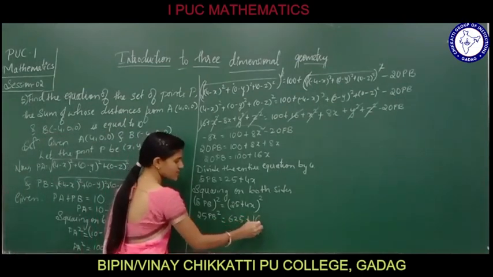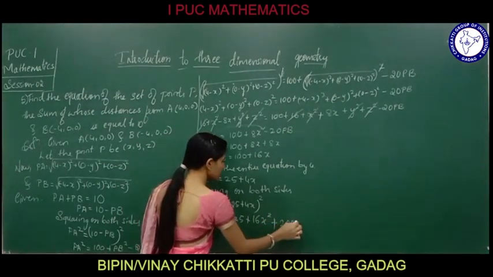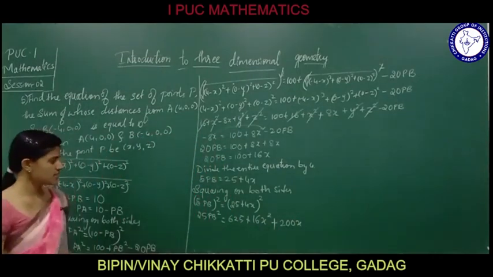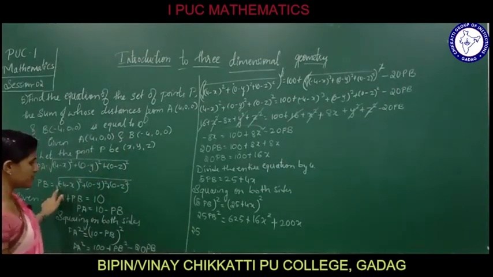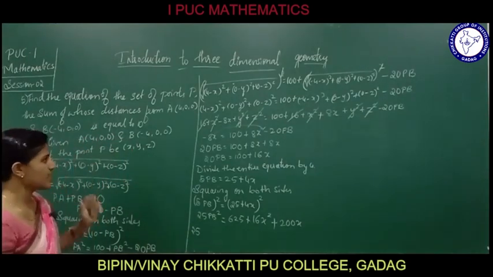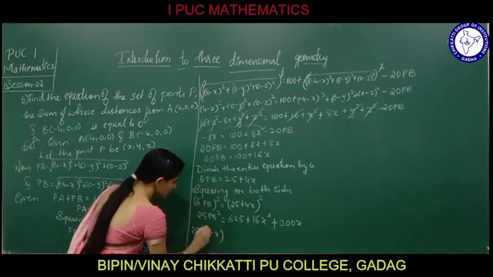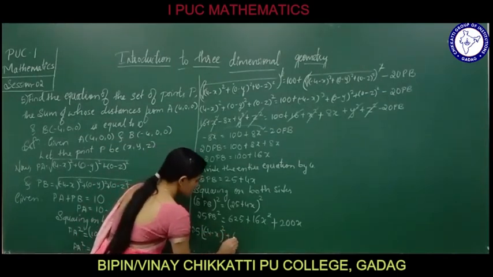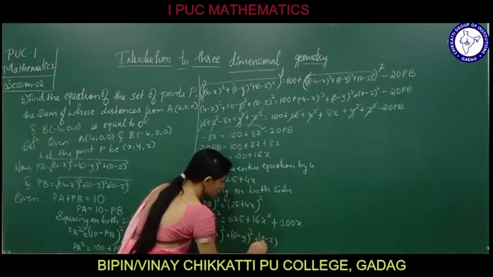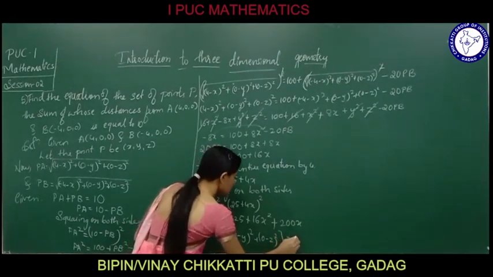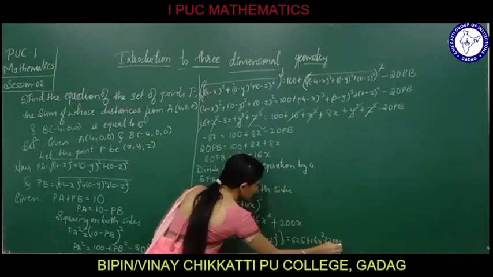625 plus 4 square is 16, 16x square, plus what we are going to get? Plus 200x. Next, keep 25 as it is. What we had? We had PB square. What was that? 25 into minus 4 minus x whole square plus 0 minus y whole square plus 0 minus z whole square. That was supposed to be equal to 625 plus 16x square plus 200x.